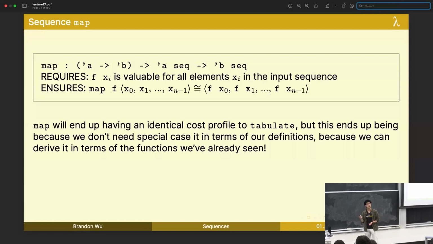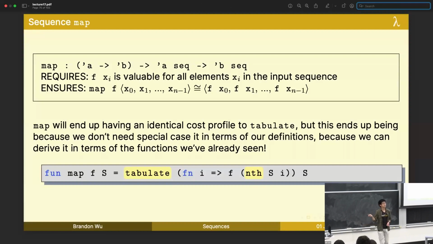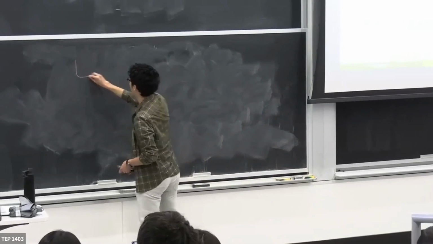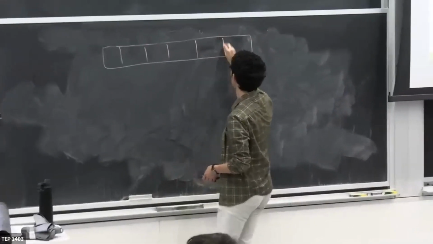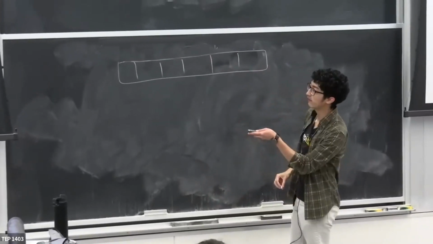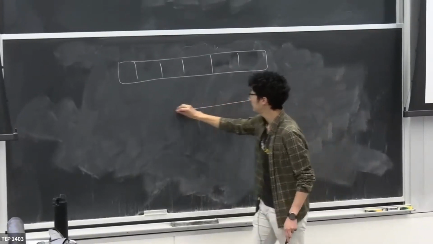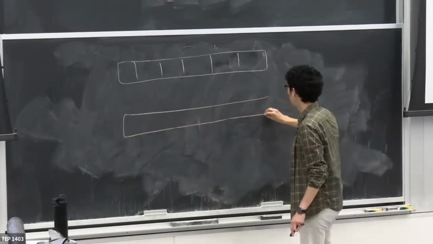So I didn't need to show you this, but I could have told you it was the same, but I'll do it anyway. So for instance, map on a sequence could be implemented this way. Instead of doing anything else, I tabulate where at each index, I simply apply f to the nth element of the original sequence, right? So, like a picture, if I'm mapping this sequence right here, what I'm going to do right away is tabulate. And what tabulate does is it makes a new sequence of the same length.